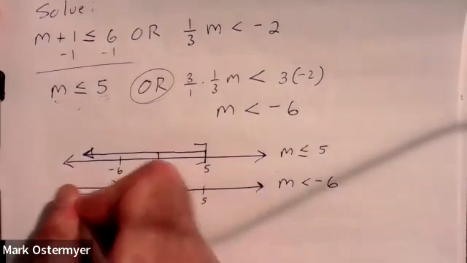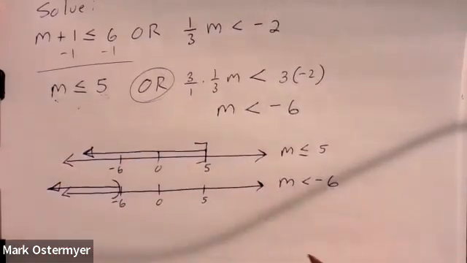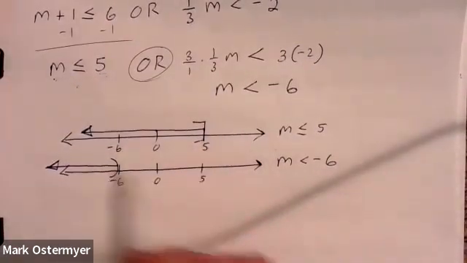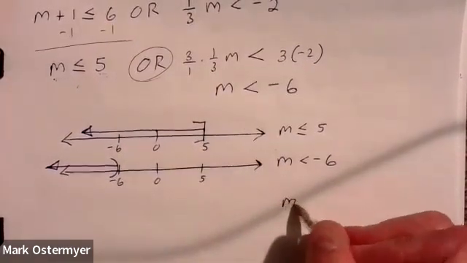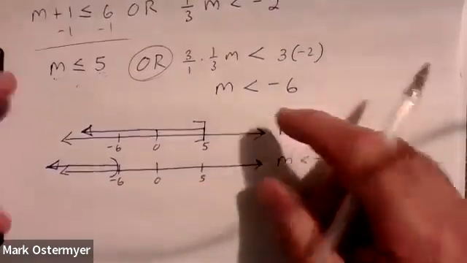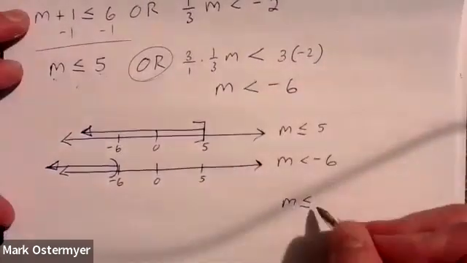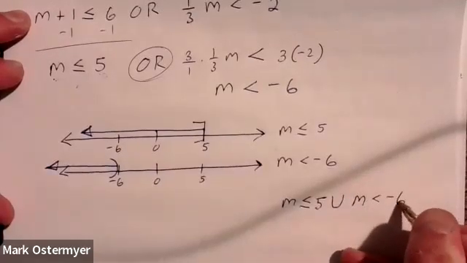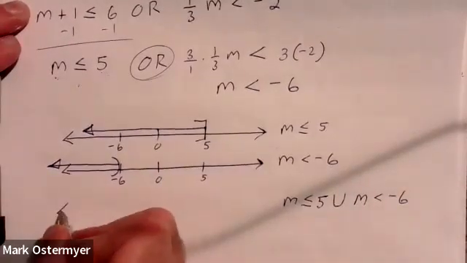So not including -6, and we shade to the left. Now, ladies and gentlemen, can you see the graph that would represent the union of these two solution sets? So envision merging these two number lines together. What would be the union, or the joining, of these solution sets together? Can you see what it would be?